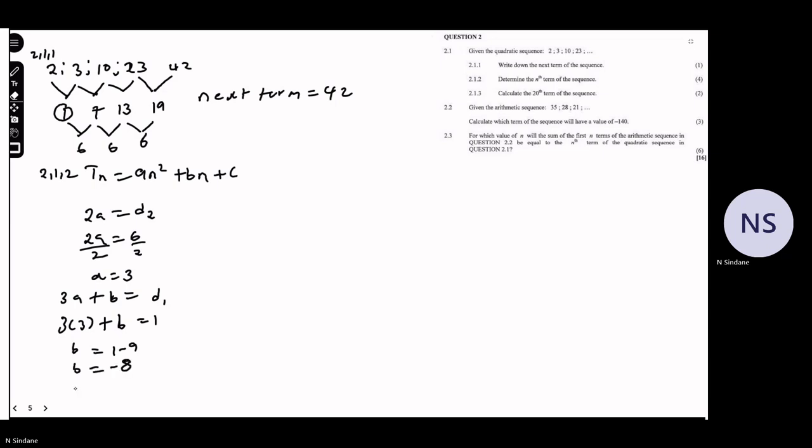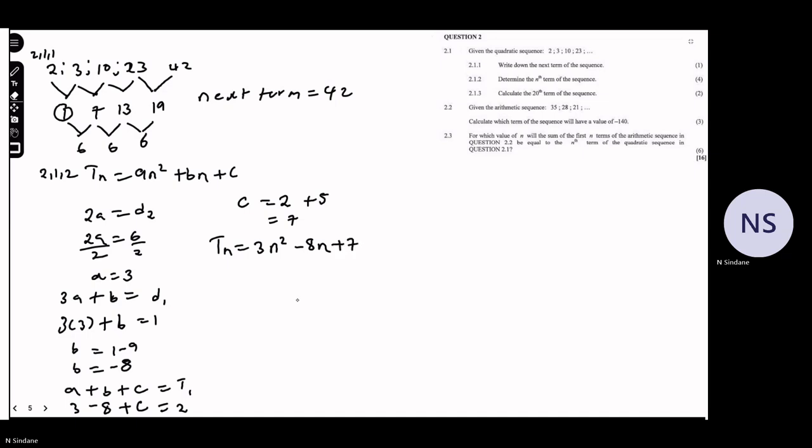And then a plus b plus c is equal to term number 1. And then a is represented by 3, minus 8 plus c. This is equal to 2. And then if I take this 2 to the other side, I'm going to have c is equal to 2 plus 5, which is 7. c is equal to 7. And then my general term is Tn is equal to 3n squared minus 8n plus 7.